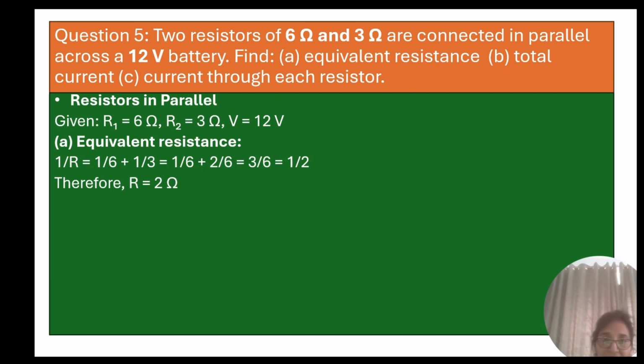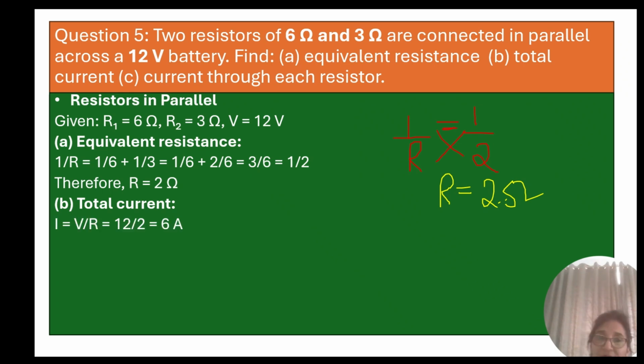Kids, how did we get this 2 ohm? Please remember it is 1 upon R is equal to 1 upon 2, and when you cross multiply, you get R is equal to 2 ohm. I hope this is clear. Now we need to find the total current. For the total current, again we are going to use Ohm's law. So I is equal to V upon R, that is 12 upon 2, which is 6 ampere.